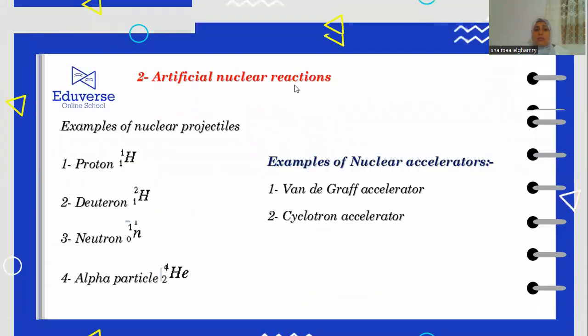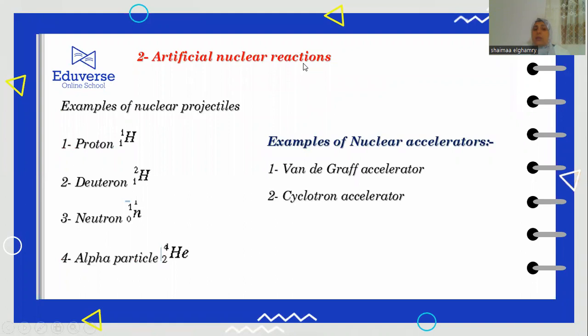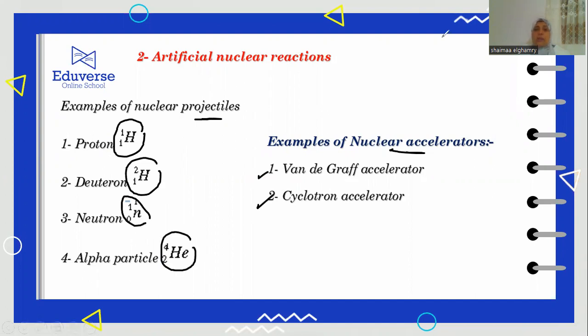This is natural transmutation. Now artificial transmutation. In artificial transmutation, you use a projectile or a bomb by using a nuclear accelerator. The nuclear accelerator may be a Van de Graaff accelerator or a cyclotron accelerator. We have different types of projectiles: we can use a proton, a deuteron, a neutron, and also helium as a projectile.